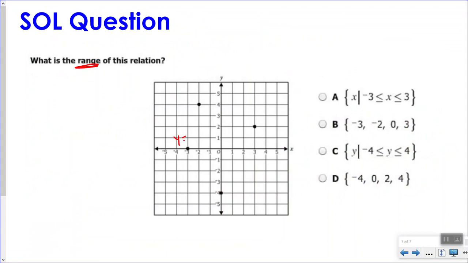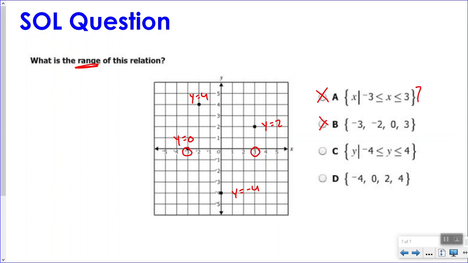So here for this point, my y value is 0. For this one, my y value is -4. Here we have a y value of 2. And here we have a y value of 4. If I look at my answer choices, my first one is from -3 to 3, and this one they're trying to trick me with my x coordinates because I have x coordinates at -3 and 3. So that one's out. Same thing here, they're giving me all those x coordinates again.